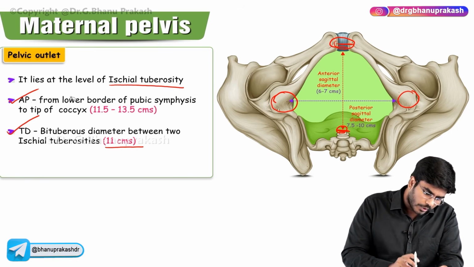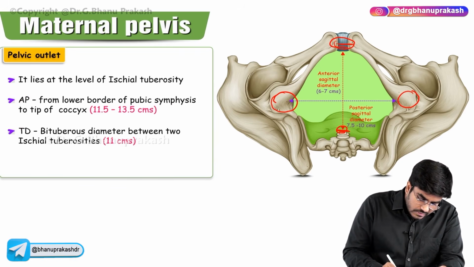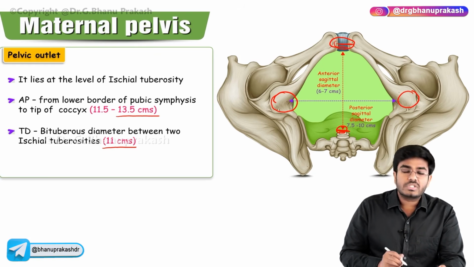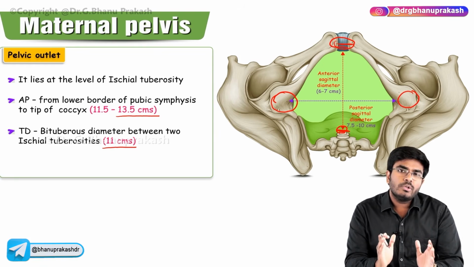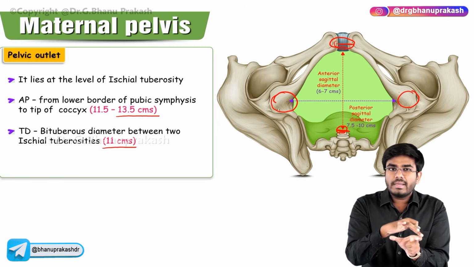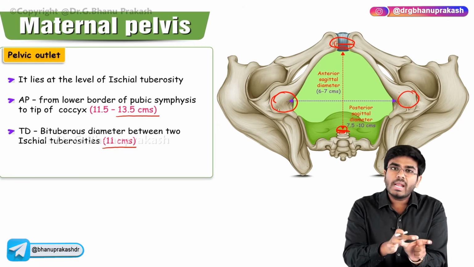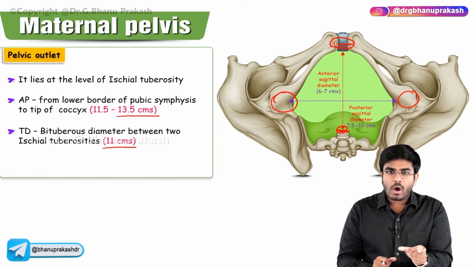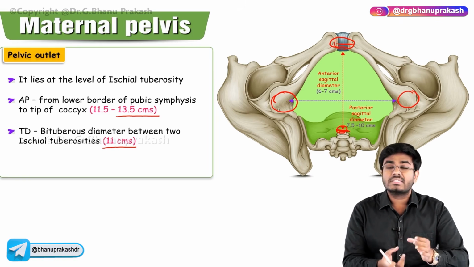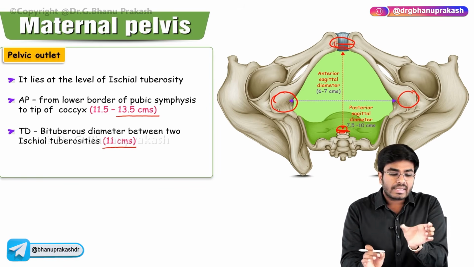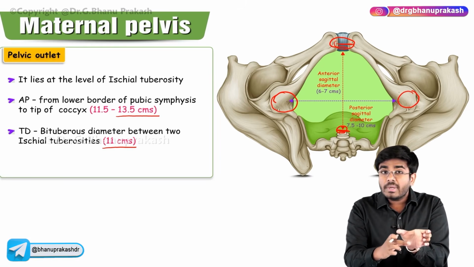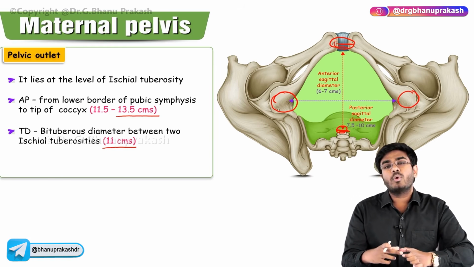Guys, a very important point to be noted is that the transverse diameters are considerably less when compared to antero-posterior diameters at the outlet. See, at the level of inlet, transverse diameters are more when compared to antero-posterior diameters. But when I am coming to the outlet, antero-posterior diameters are more when compared to transverse diameters. Yes, this is a very important point: at the level of inlet, transverse diameters are greater than the antero-posterior diameters, but at the outlet, antero-posterior diameters will be more than the transverse diameters.